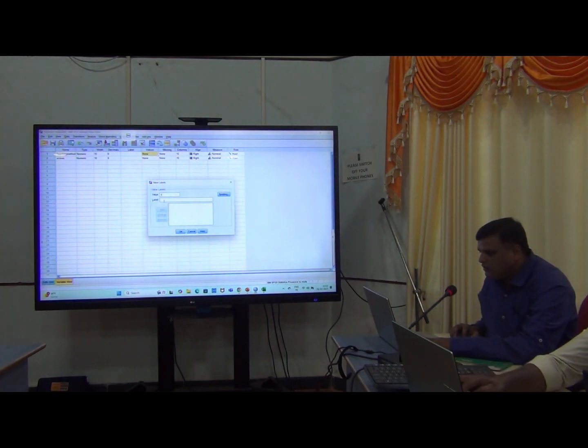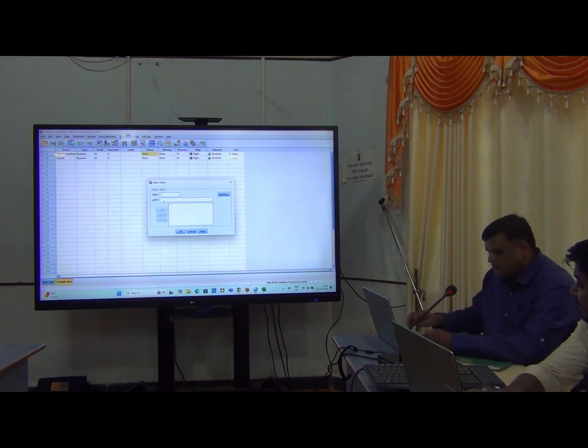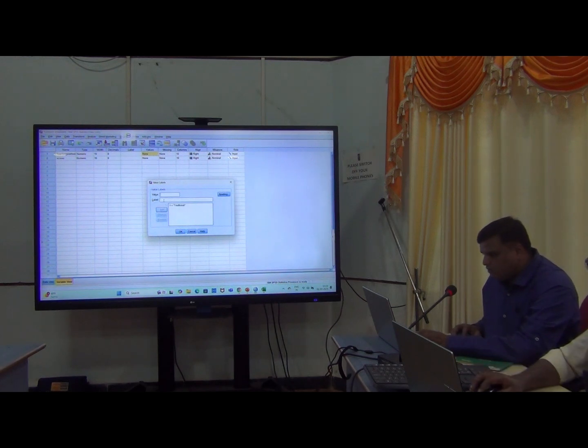1 is traditional method. Add. Label traditional method. Number 2, modern method. Add.